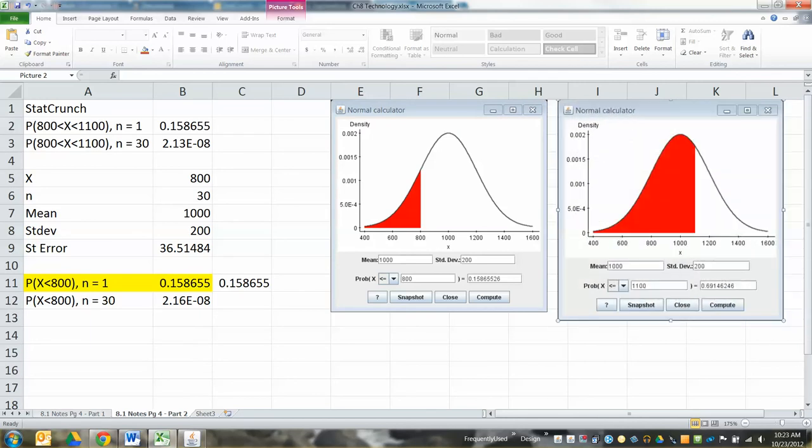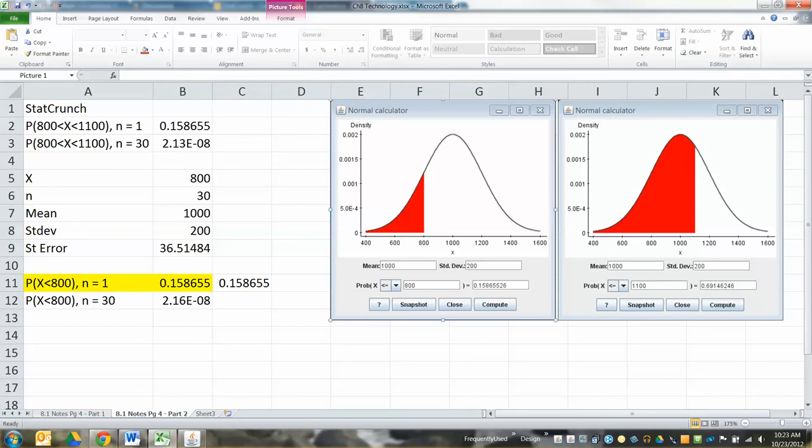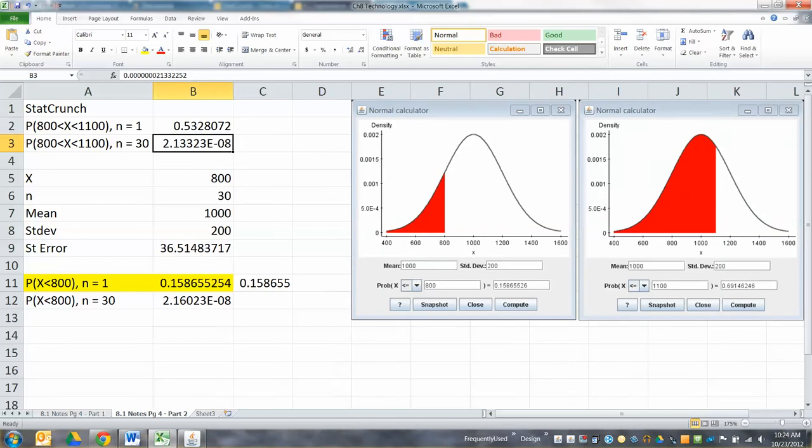Now, what am I doing? Well, I want to take this high one, which was 0.69146, and I want to subtract. So it's equal to 0.69146246 minus 0.15865526. Follow that? I'm taking the high one, this one to 1100, I'm subtracting away this part. So if you can imagine this graph on the right, if you vacuumed off all that 800 part, you'd have only the in-between stuff, which is all we were really interested in.